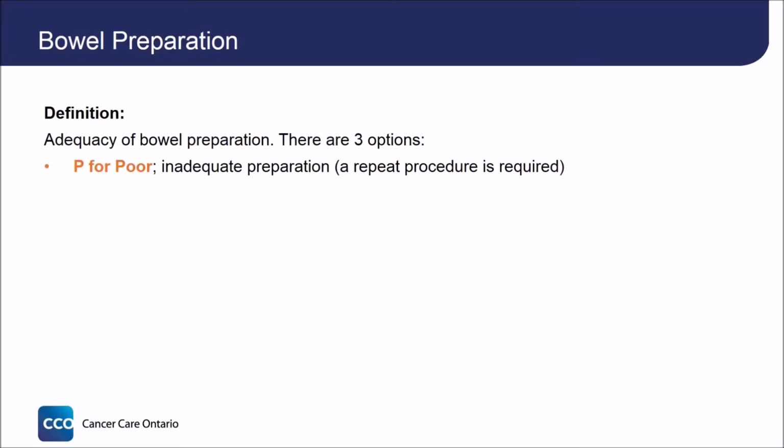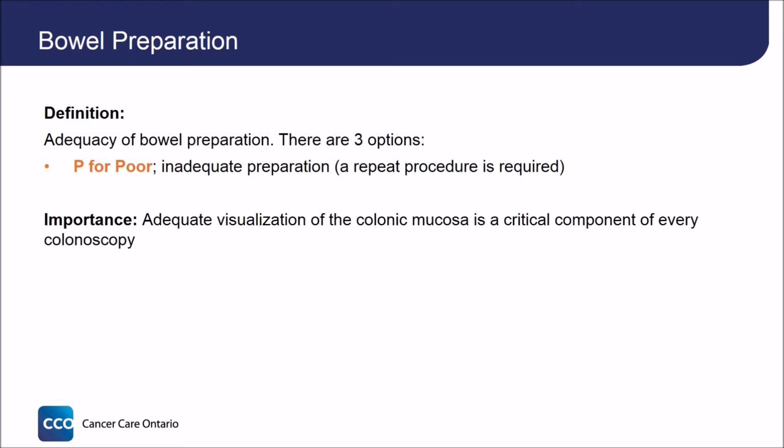Poor bowel preparation occurs when there is inadequate visualization of the mucosa resulting from the presence of semi-solid or solid stool that cannot be adequately suctioned or washed. A repeat procedure is required. It is important to grade the bowel preparation for every colonoscopy. Adequate visualization of the colonic mucosa is a critical quality indicator for colonoscopy. Poor bowel preparation is associated with lower adenoma detection rates.